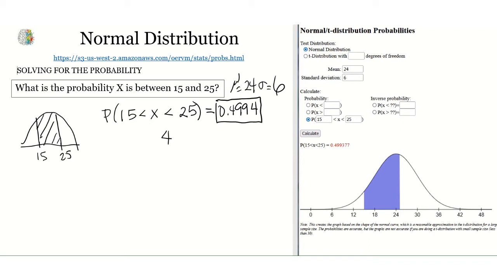And that tells me my probability is a 49.94% probability that my x value will be between these two numbers, between 15 and 25. So that means this shaded area is a 49.94% probability that my x value is going to be located between those two values. So anytime they give you a range, they're looking for a probability between a range of two numbers, then you're going to use this third probability calculation.